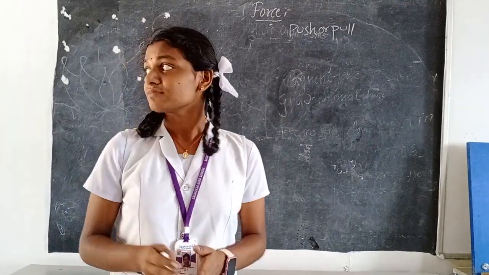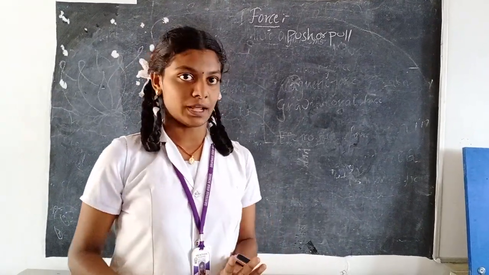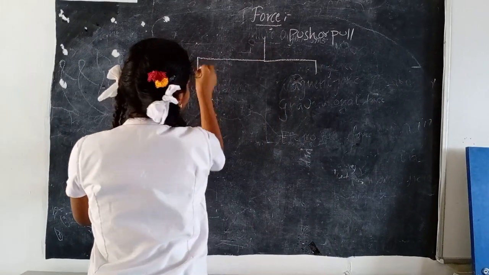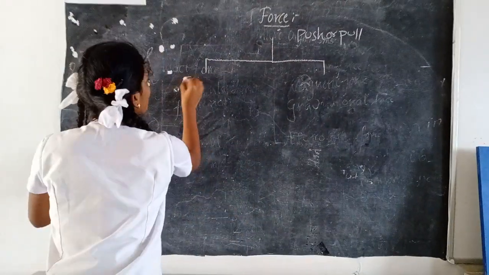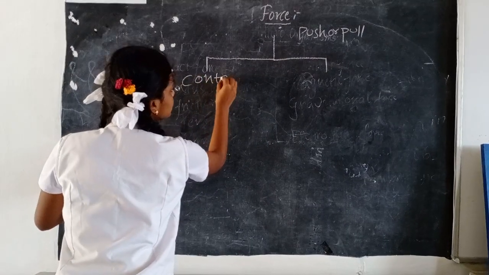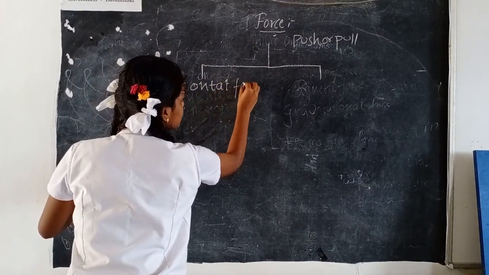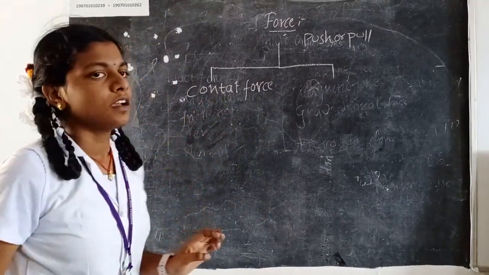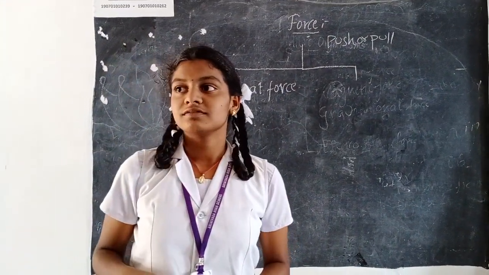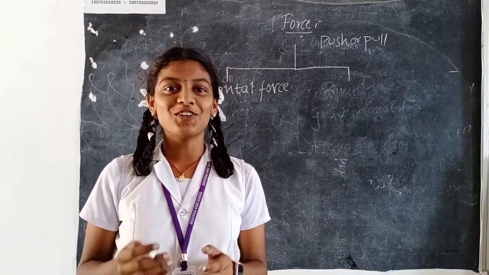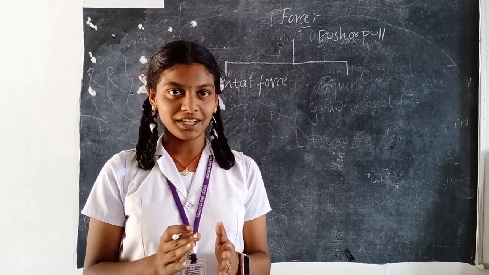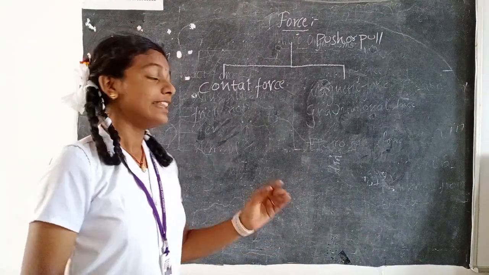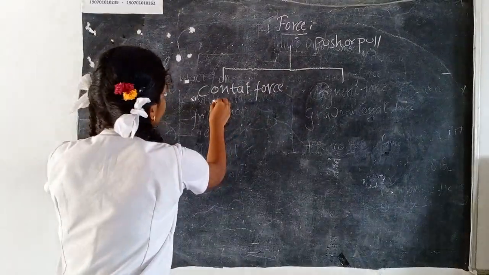By this, we can understand that force can change the shape and direction of an object. This force is divided into two types, that is contact force and non-contact force. So let us see what is a contact force. What is a contact force? A force which is applied on an object by actually touching the body is known as a contact force. In this contact force, there are some different types.